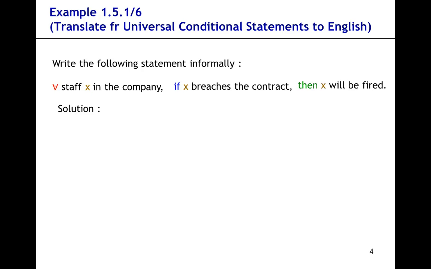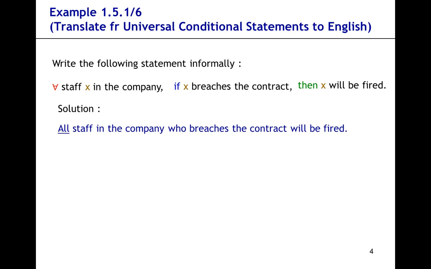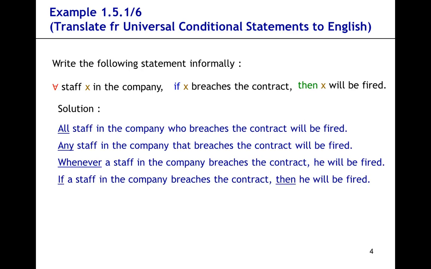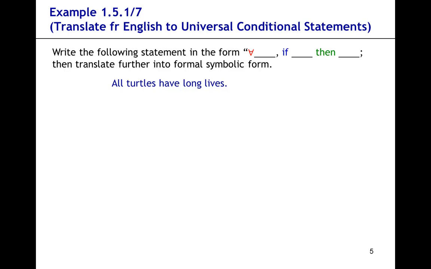If given a semi-symbolic statement like this, for all staff x in the company, if x breaches the contract, then x will be fired. What does it mean to you in English? If you have any of these translations, they are acceptable. In this example, the instruction is the same as the two previous subsections, except that we want it to be in the form for all something something, if something something, then something something. That's really the universal conditional statement.